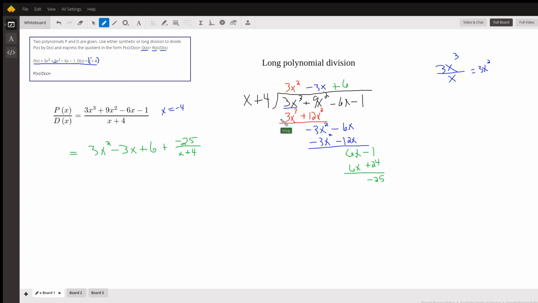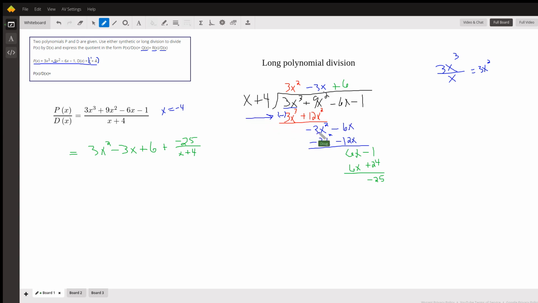Draw a line, and now you subtract this polynomial from the one right above it. When you subtract, you mentally change the sign. So just for emphasis, there's me changing the sign of each term, on the 3x cubed that we're subtracting, combine it with the term above, and we get 0. There's no reason to write the 0 there. And mentally, we change the sign of the plus 12x squared to minus 12x squared and combine. 9x squared minus 12x squared is minus 3x squared. Bring down the next term and repeat the process.